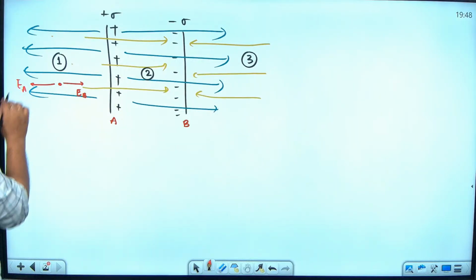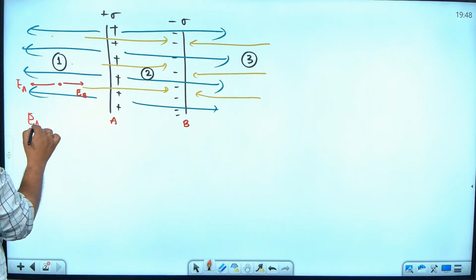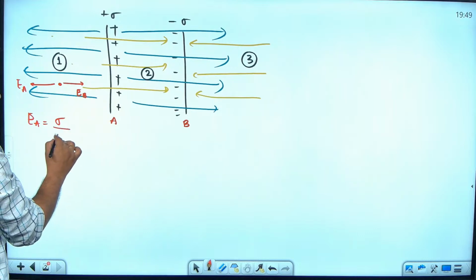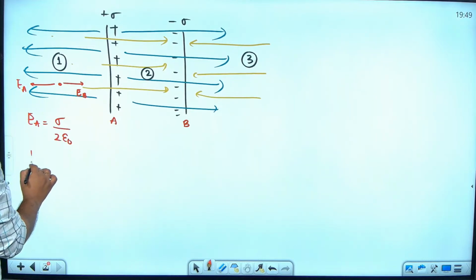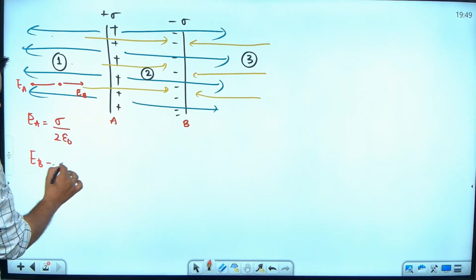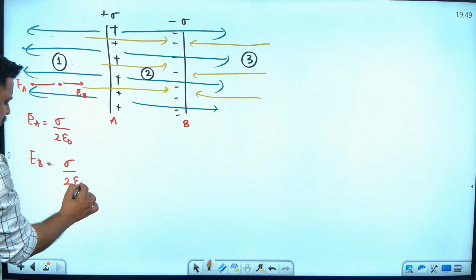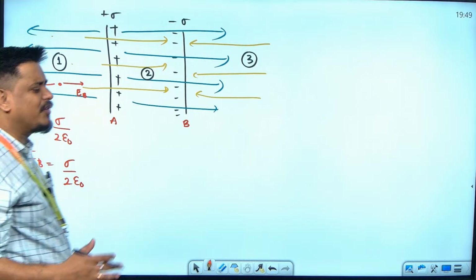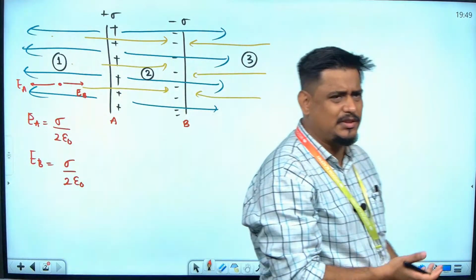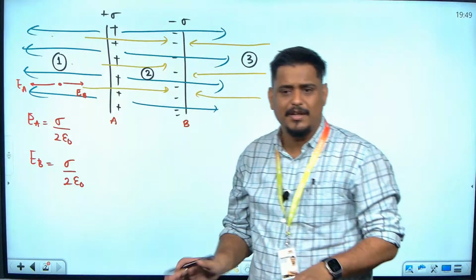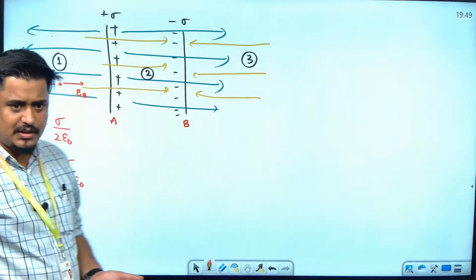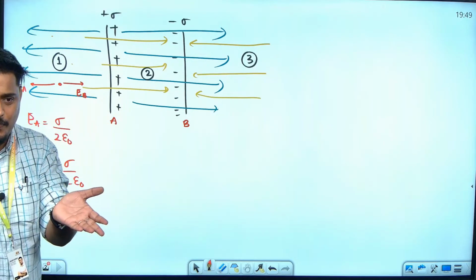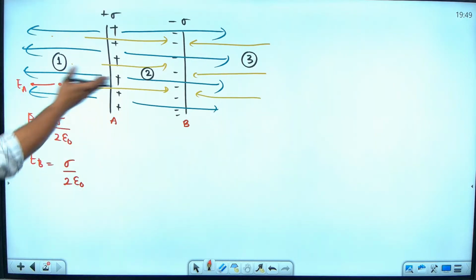What is the value of EA? Just now you have derived sigma by 2 epsilon naught. So, sigma by 2 epsilon naught. What is EB? Sigma by 2 epsilon naught. Opposite direction. Minus sigma by 2 epsilon naught. Minus you should not put in vector quantities here, because they are vector quantities. You can put minus if you want to put, but I don't prefer to put minus. If you put minus, then you have to add them and make it 0. If I don't put minus, I will say opposite direction.